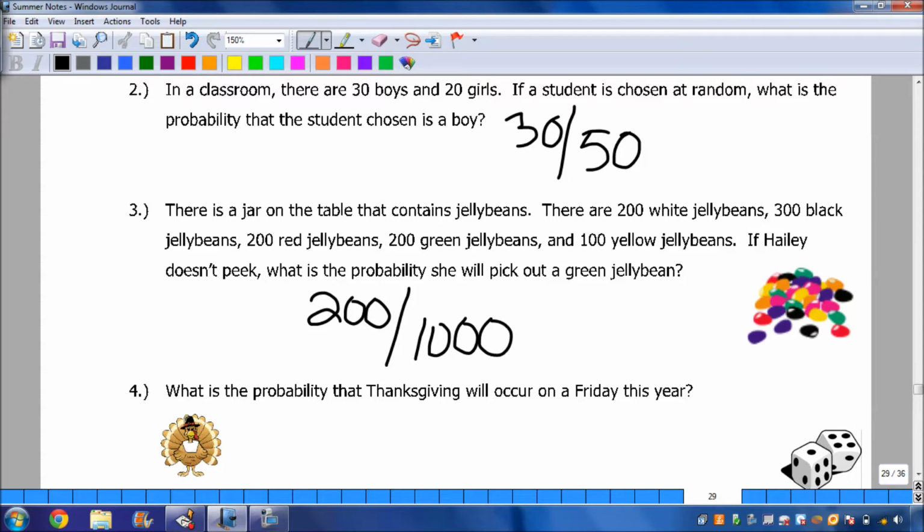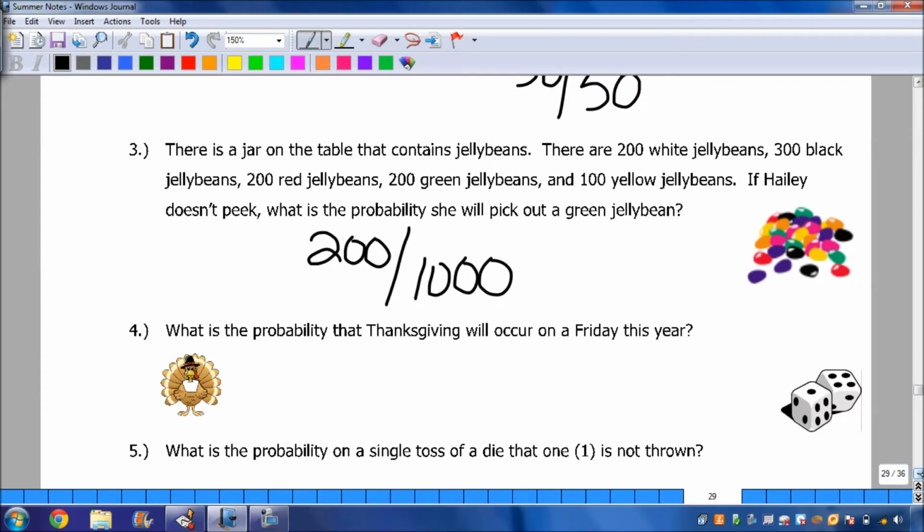All right, number 4, what is the probability that Thanksgiving will occur on a Friday this year? Normally, we would say that there's one Friday out of every 7 days in a week, right? So that's what we would normally think is the answer. But Thanksgiving always happens on a Thursday. So what's the probability that Thanksgiving will happen on a Friday this year? Absolutely nothing. There's no possible way that it will happen.